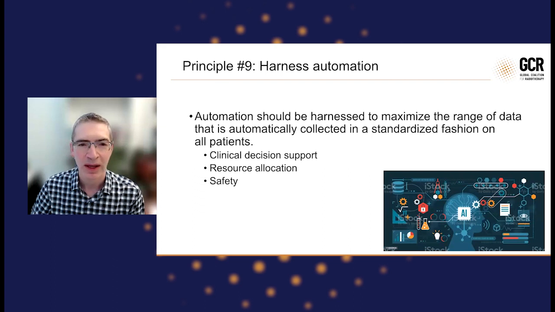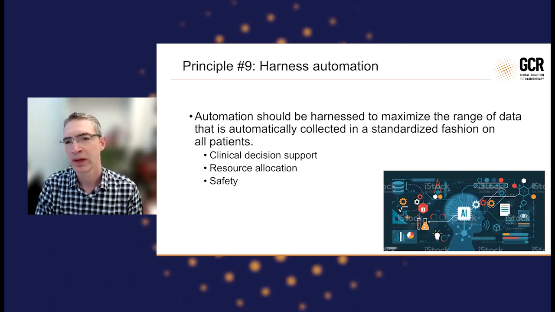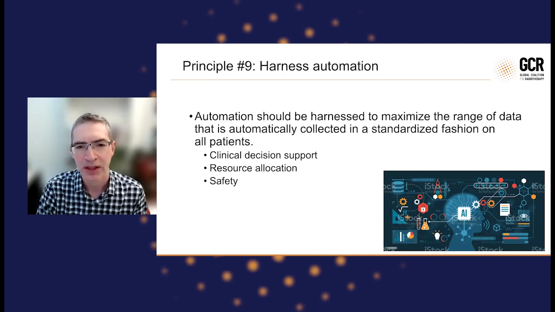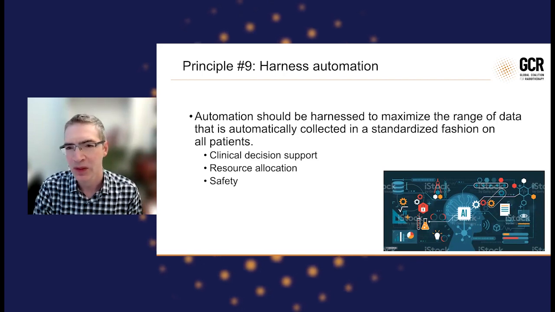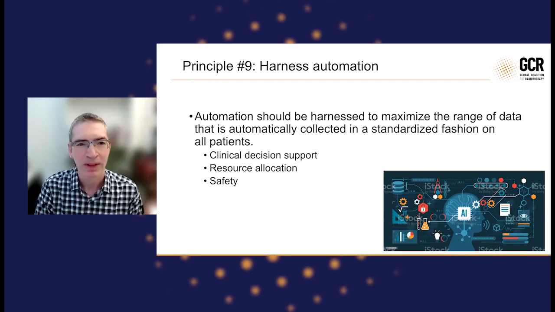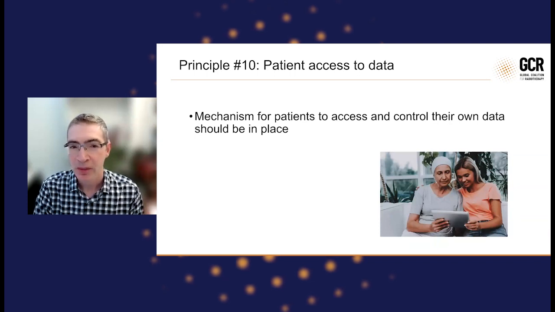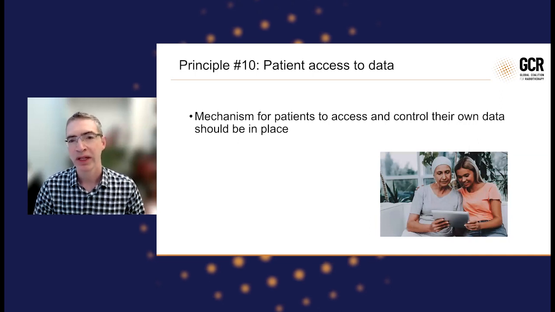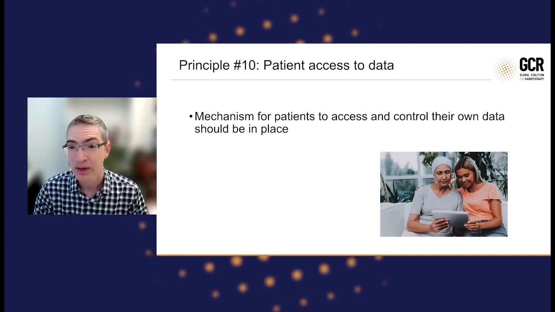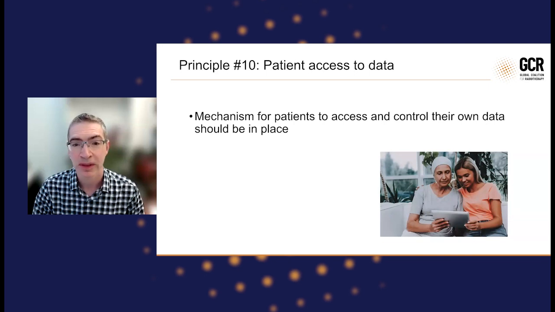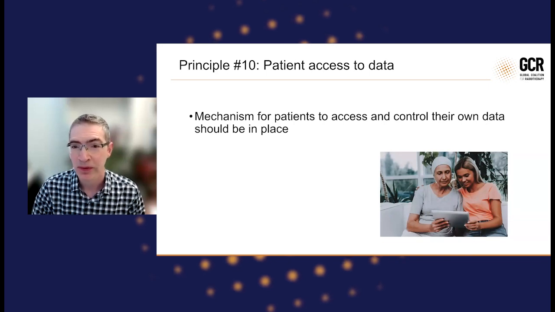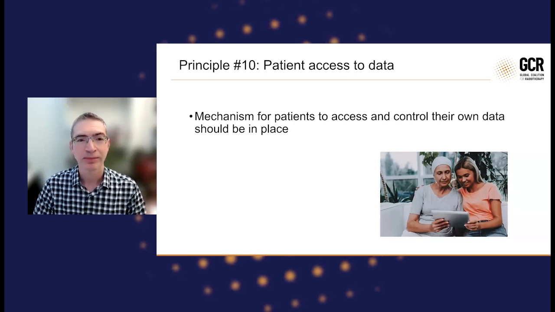And this could be use of AI in clinical decision support, for aiding in decisions for resource allocation and maintaining safety of the radiation program, among many other possible applications within cancer control. Next slide. And finally, we want to ensure patient access to the data. You should consider a mechanism for patients and their families or caregivers to access and control their own data for many reasons. Next slide.